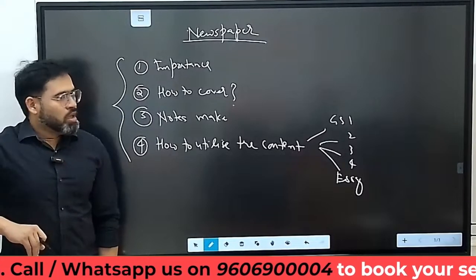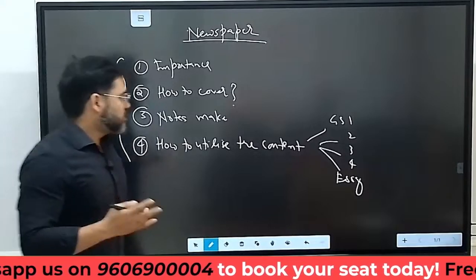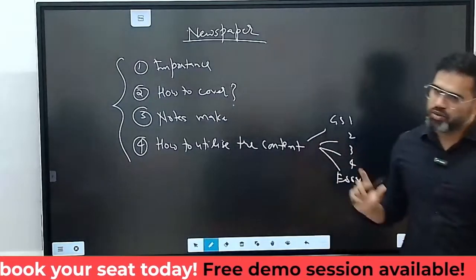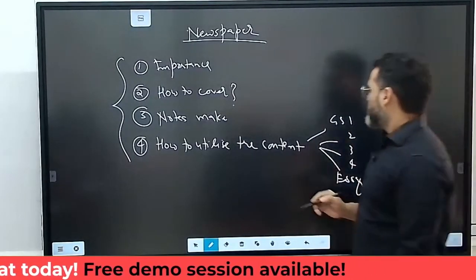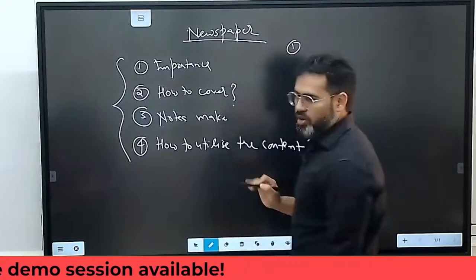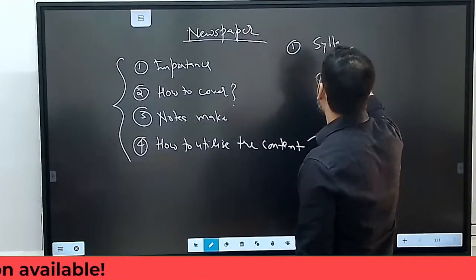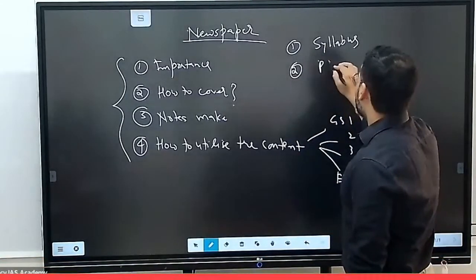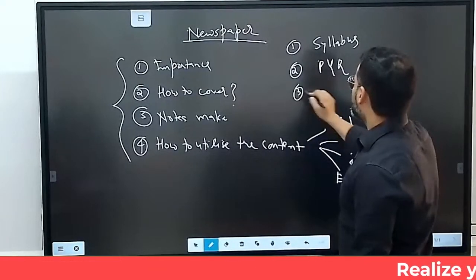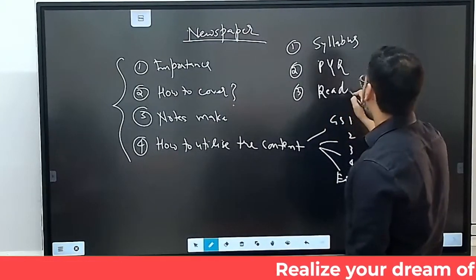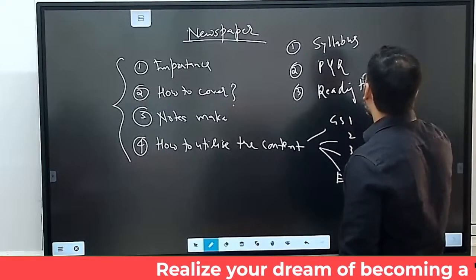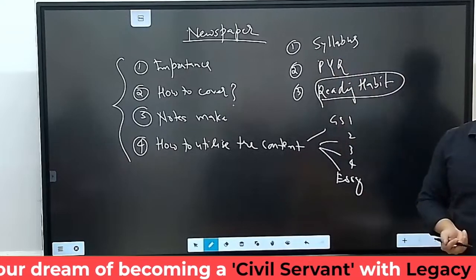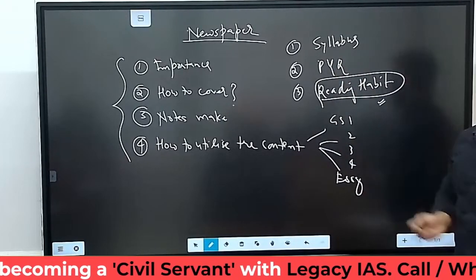Okay. Now, first important thing I told you: the two best friends in UPSC are the syllabus and previous questions. Same for the newspaper also. For the newspaper also you need to focus on two important things: one is the syllabus, and the second is previous year questions. And the third important thing is reading habit. Because if this is not there, then what is the use of the syllabus and previous year questions? So we need to develop this reading habit also.